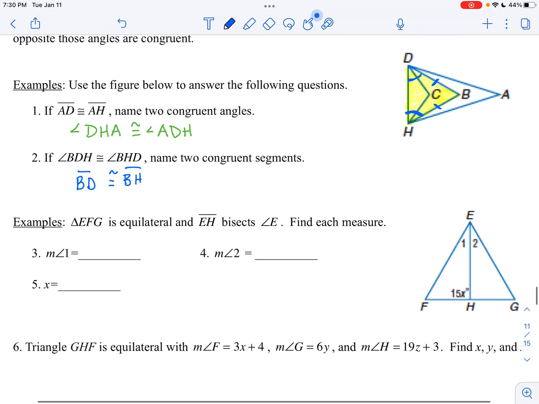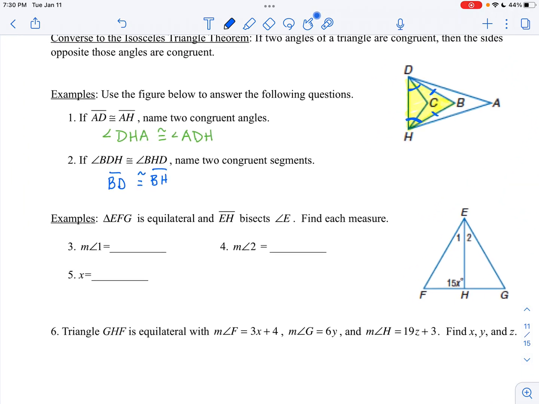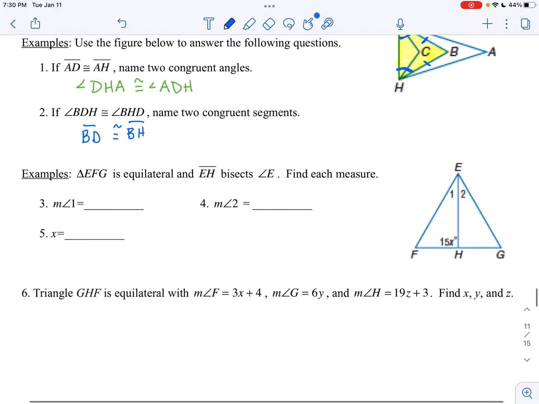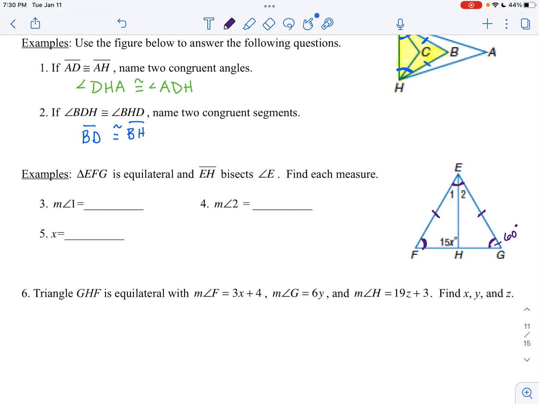In questions 3, 4, and 5, we are given equilateral triangle EFG. So remember, equilateral triangles are a special type of isosceles triangle where all three sides must be congruent. Based on the isosceles triangle theorem, not only are all three sides congruent, but all three angles must also be congruent. We've discussed before that in an equilateral triangle, every angle measures 60 degrees. That's because if we take the 180 degrees of the triangle, split it evenly among those three, 180 divided by 3 gives us 60.